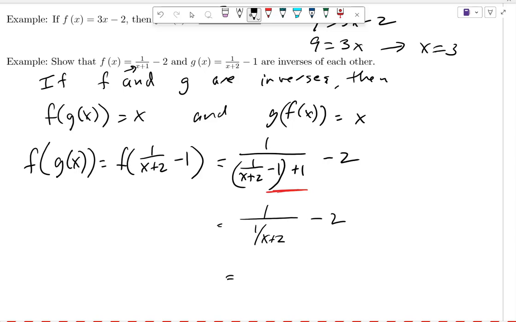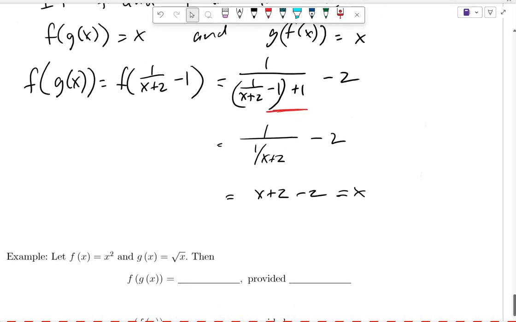It's not 1 over anymore. It's just x plus 2, right? It's x plus 2 over 1, right? I said x plus 2. I thought you said 1 over x. I'm sorry. And then minus 2 on the end. And what do we end up with? X. Okay.